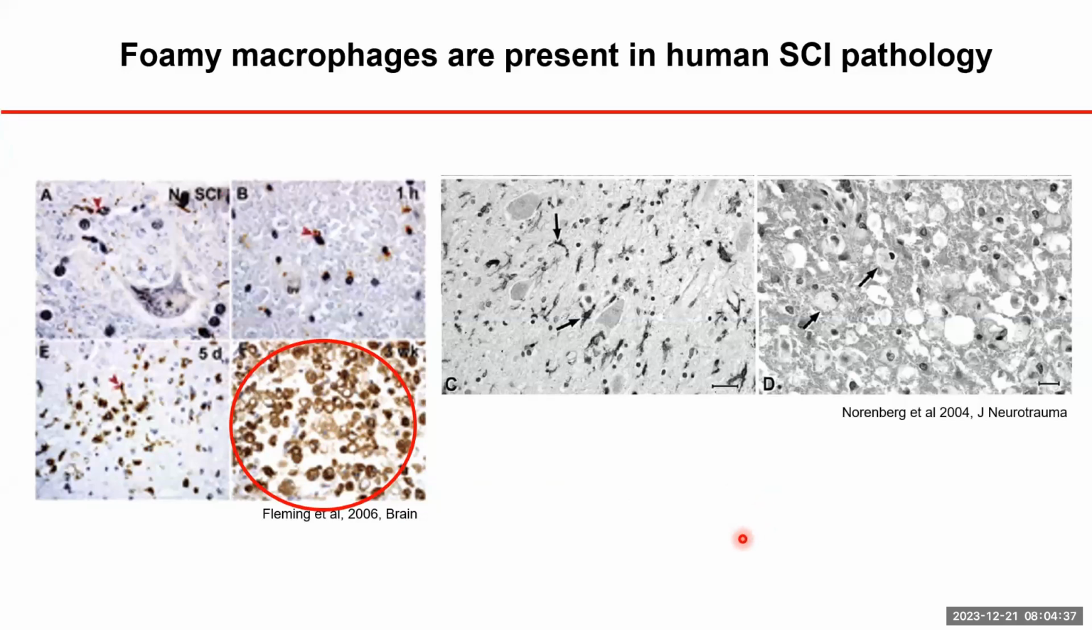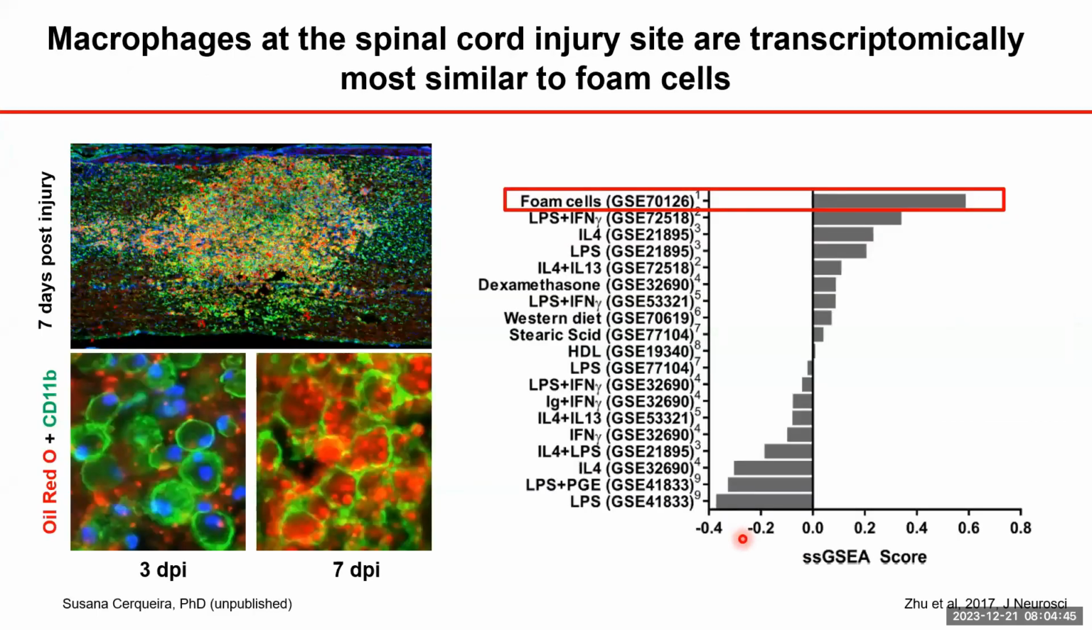And so we became interested in this for several reasons. We modeled this in the mouse spinal cord, which is what we typically use in the lab. On top here is a sagittal section of the mouse spinal cord after a mid-thoracic contusive injury. In green is immunostaining for CD11B, which stains for myeloid cells. And in red is staining for oil red O, which stains for neutral lipids.